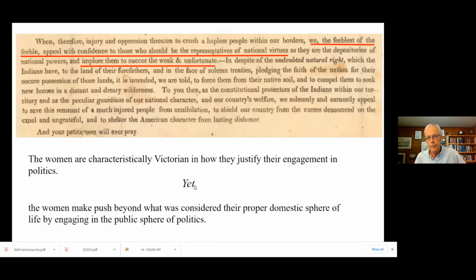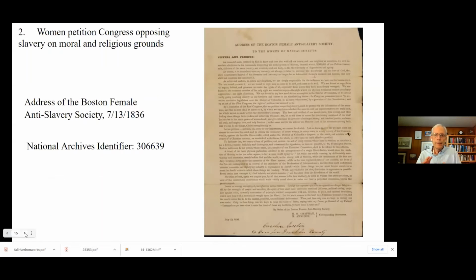And so the women are describing themselves as the feeblest of the feeble, but they're also using a certain irony to say, okay, if you men are empowering yourselves over us, then you should use this power to rescue other weak and unfortunate people, and do so with respect to the Native Americans. And so the women are pushing beyond what was considered their proper domestic sphere when they do this. So you get this idea of a group of women who are boldly asserting their opinion that Congress should take action with respect to the Native American tribes.